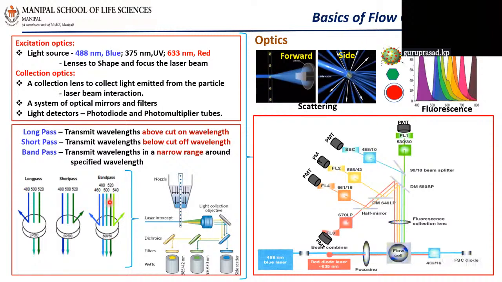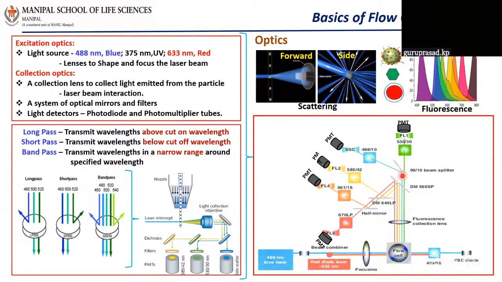In the machines, they may use a long pass and band pass, or short pass and band pass, or all three may be used in a machine, and that depends on the model of the flow cytometer. So what do these filters do? For example, in the picture on the right side, the dichroic mirror 560 is referred to as a short pass filter. That means the 488 nanometer laser light comes in like this and goes straight, deviated, to here.